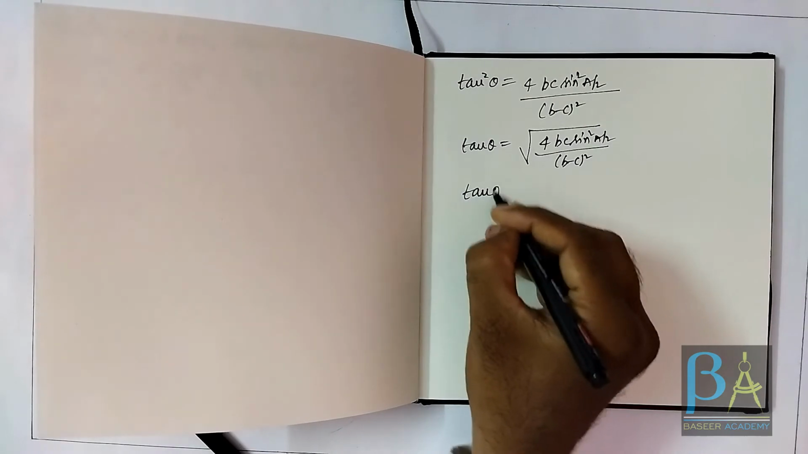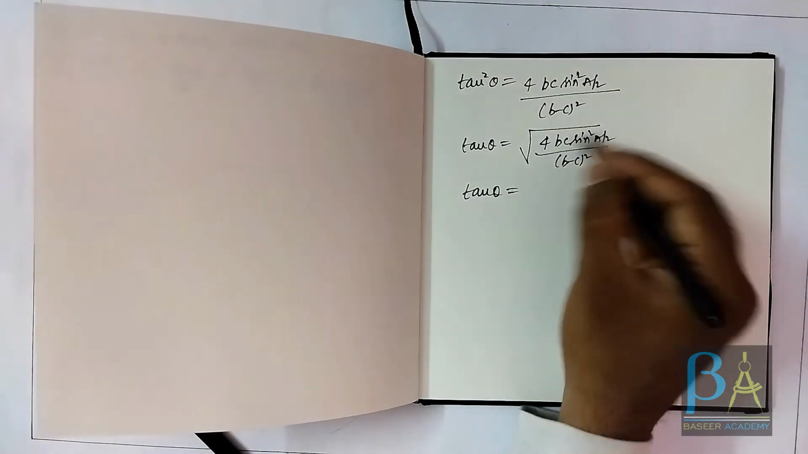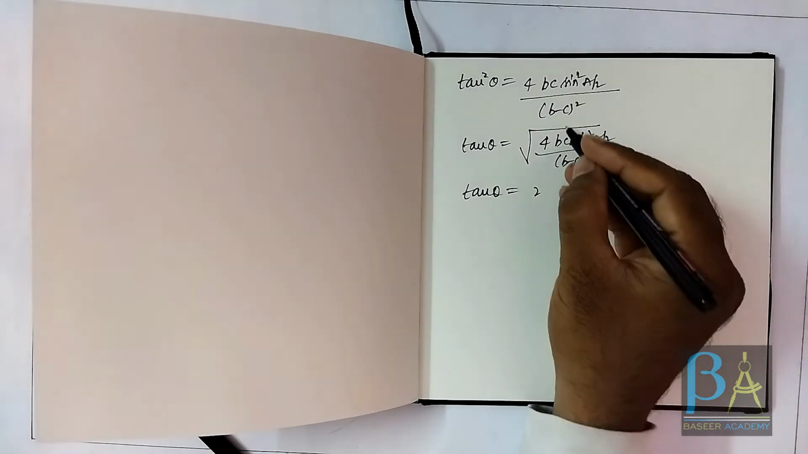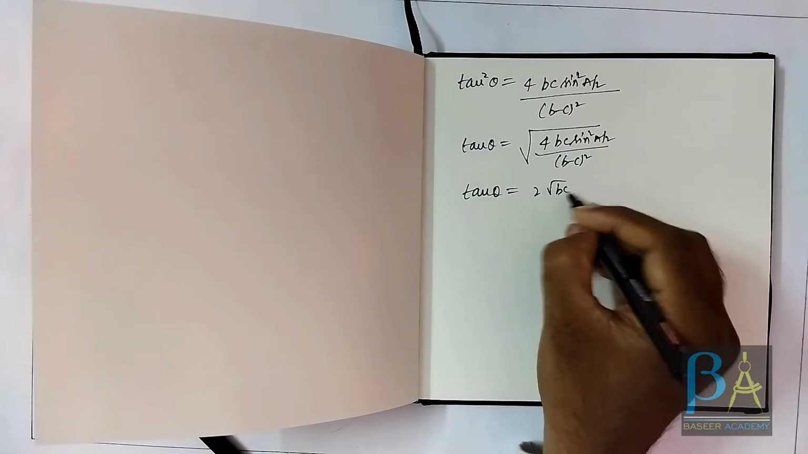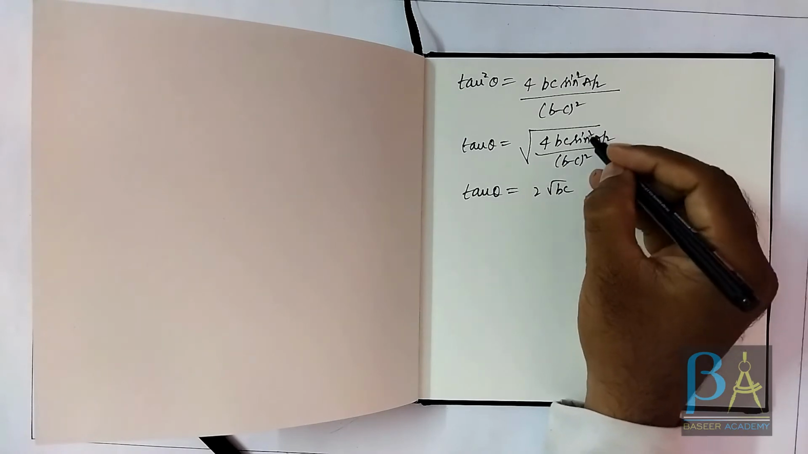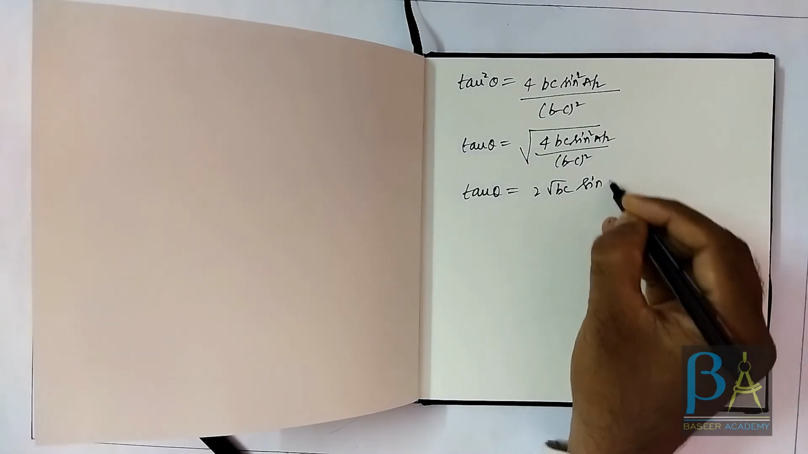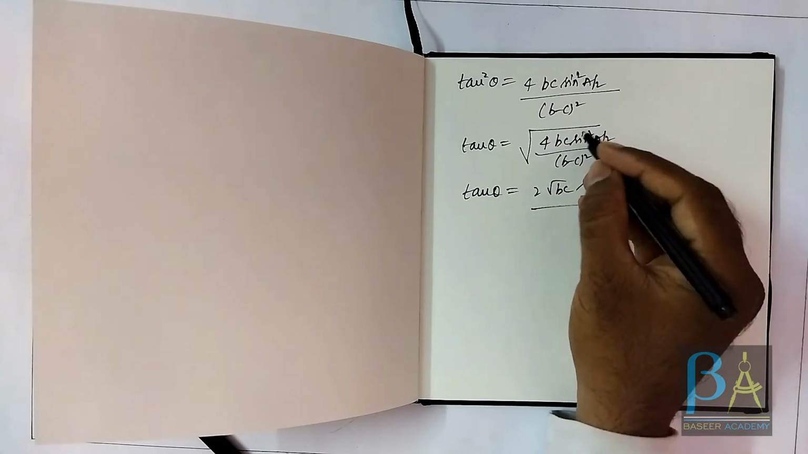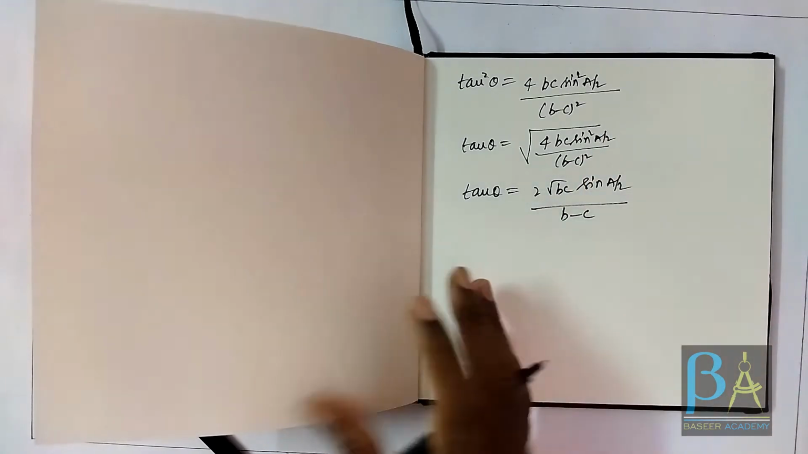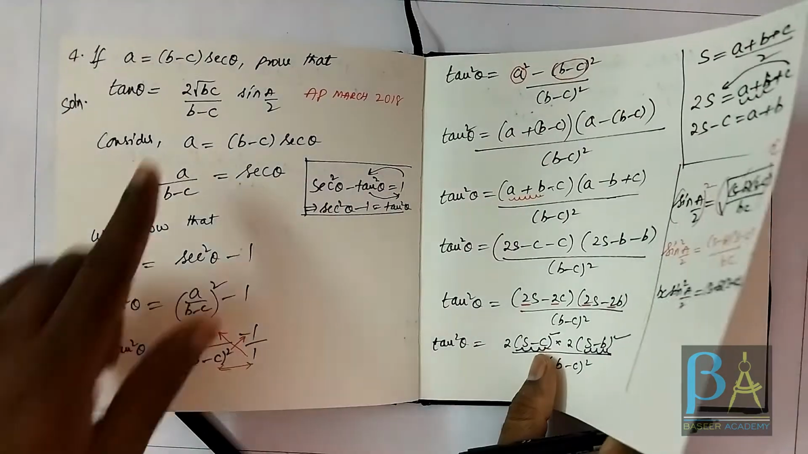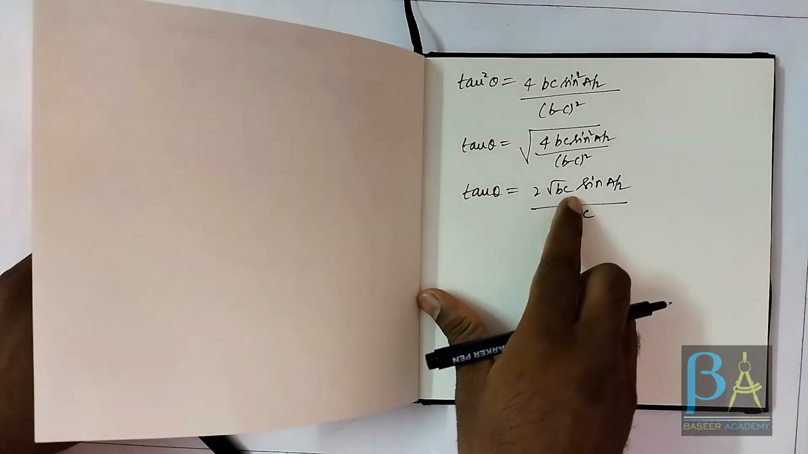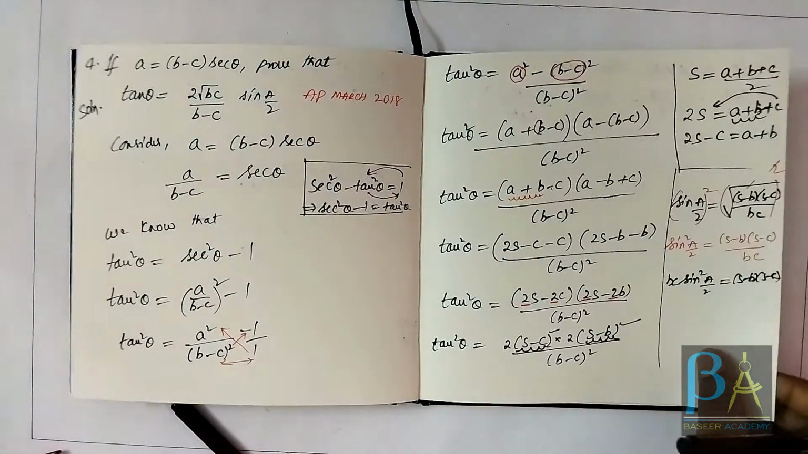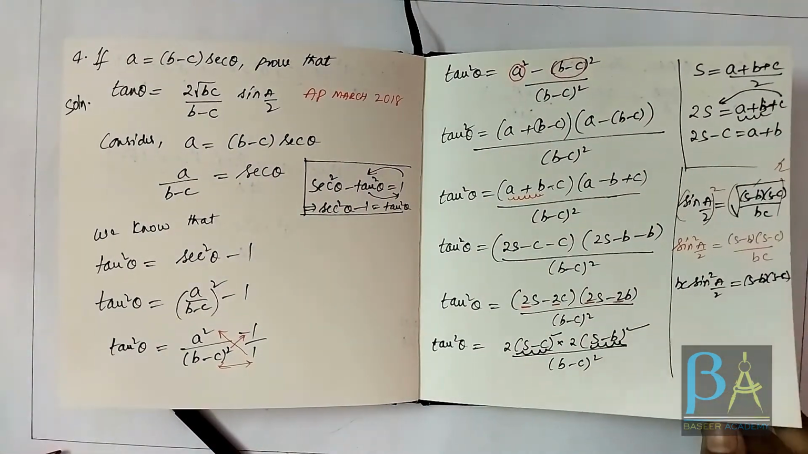Tan theta is going to be, the root goes to all the terms here. Root when it goes to 4, square root of 4, that is 2. Root goes to bc also. And then root when it goes to sine square a by 2, square and square root get cancelled and you end up getting sine a by 2. And root when it goes to b minus c whole square, you end up getting b minus c. So you were supposed to prove that tan theta is 2 root bc by b minus c sine a by 2. So we ended up proving this now.